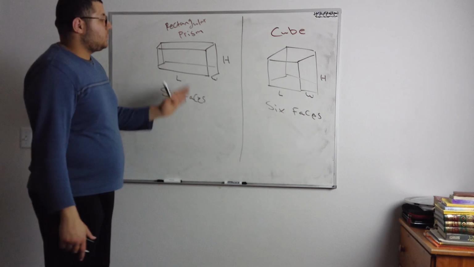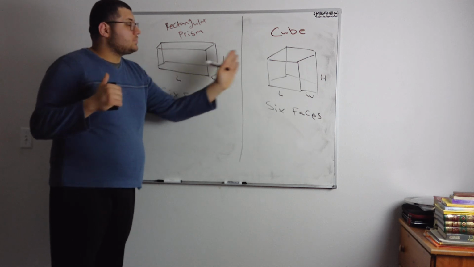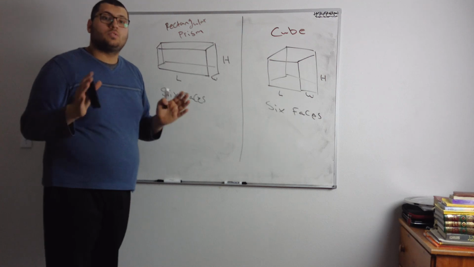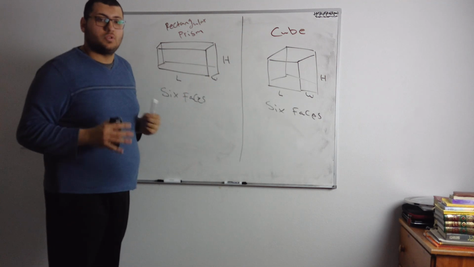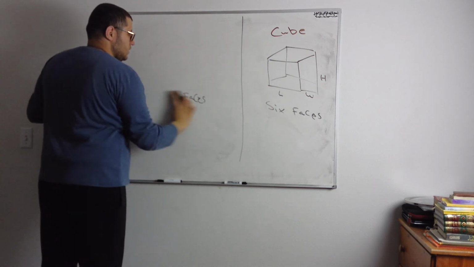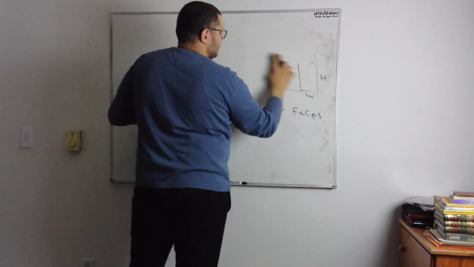Just like we said, finding the volume for rectangular prisms and cubes, we can find the volume the same way. We can also find the surface area for both shapes the same way. Now, let's determine how we can find the surface area.